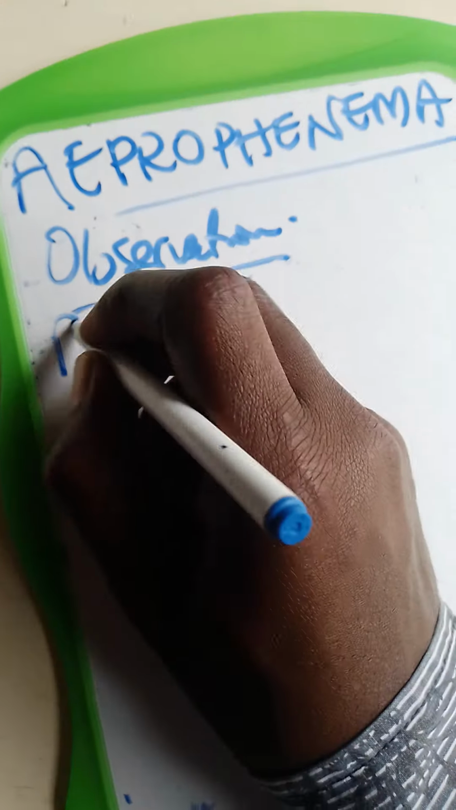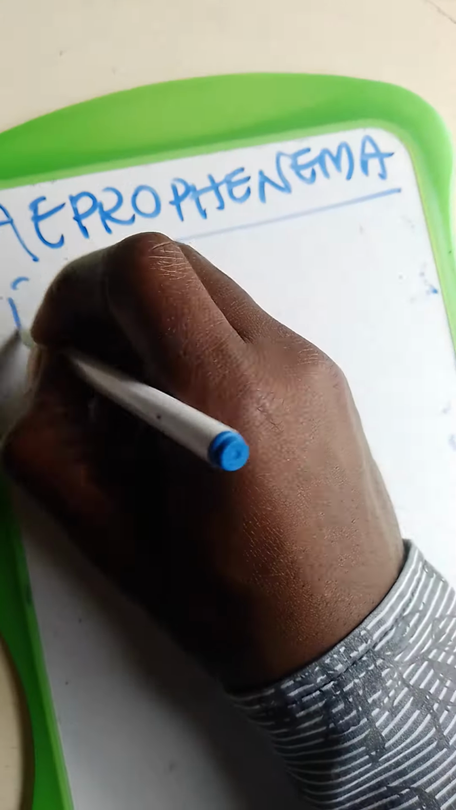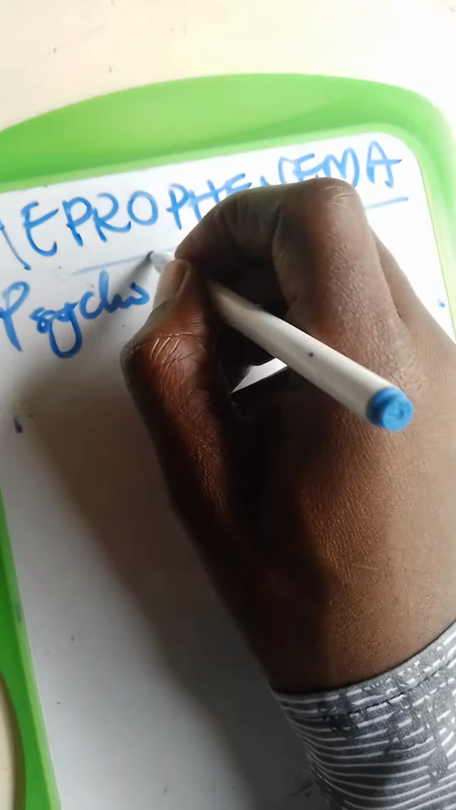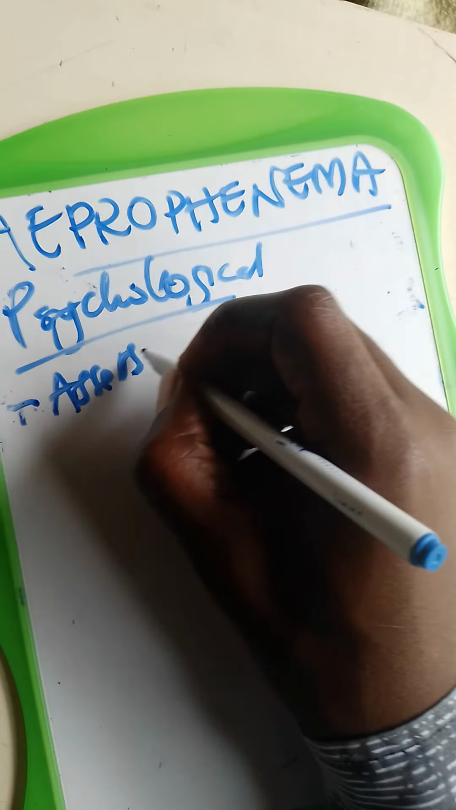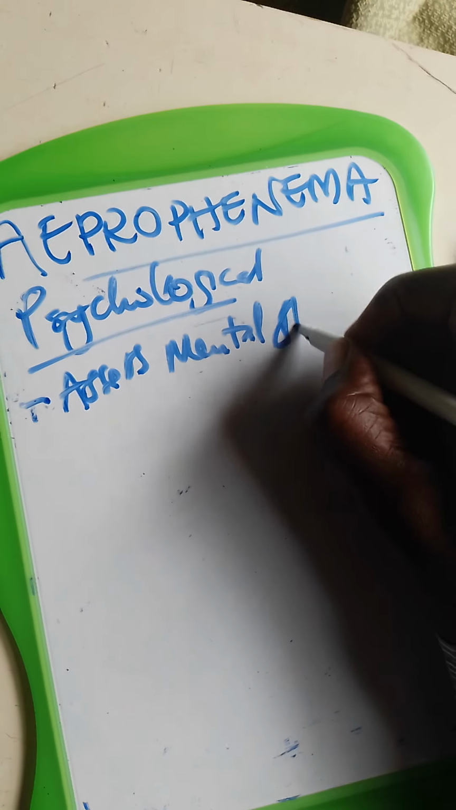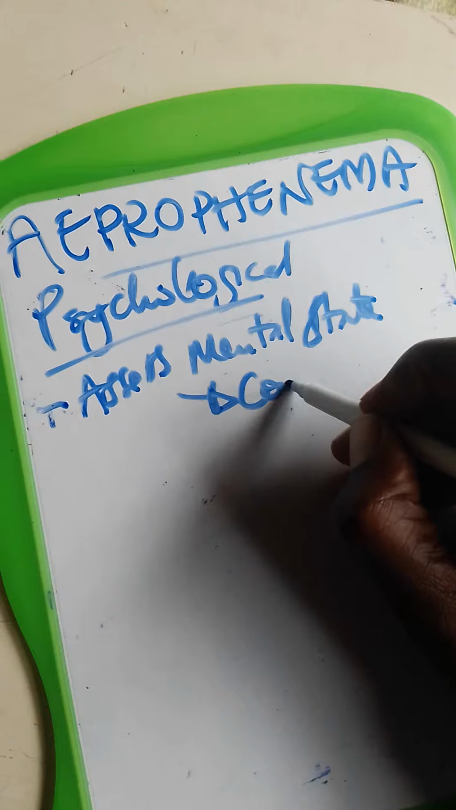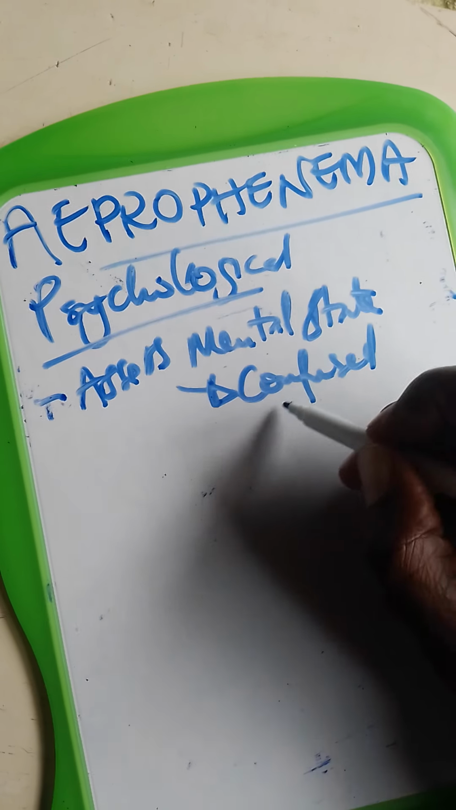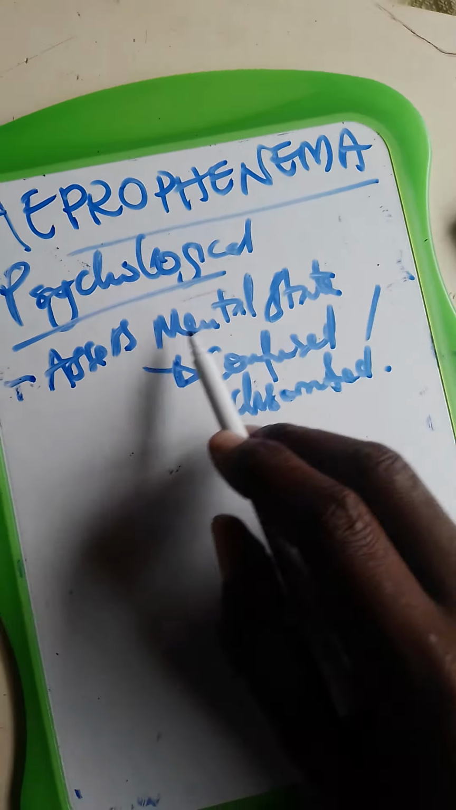Then what about if you came up with psychological care? Under psychological care, what will you observe? Some people would say you assess mental state. Why would you assess mental state? Because you want to know if the patient is confused or disoriented. That's why you want to assess mental state.